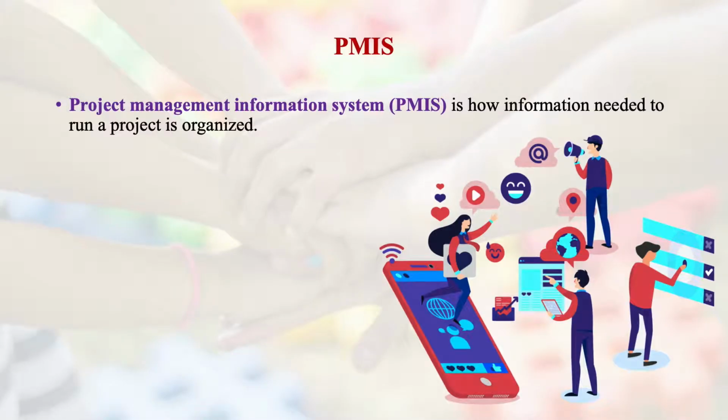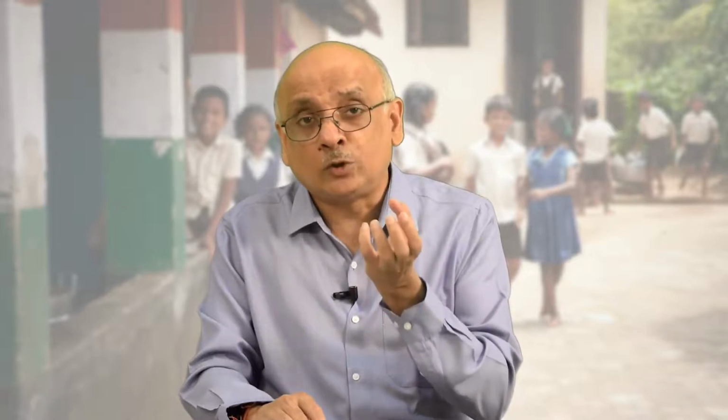But for a vast project, it is very difficult to ascertain the information that this particular part is causing harm to another part. That kind of thing comes when we deal with a Project Management Information System, which provides us a lot of good information. So what is a Project Management Information System? It is how the information needed to run a project is organized. It will organize the information.